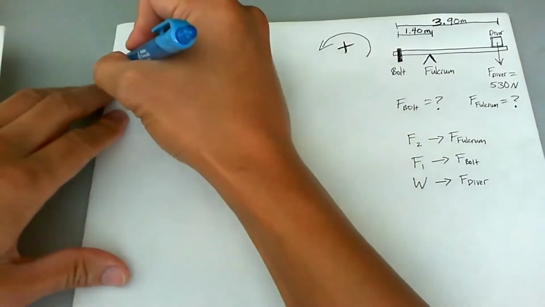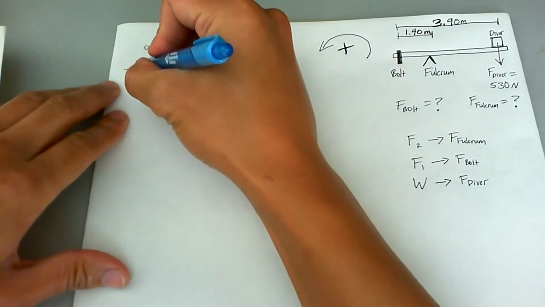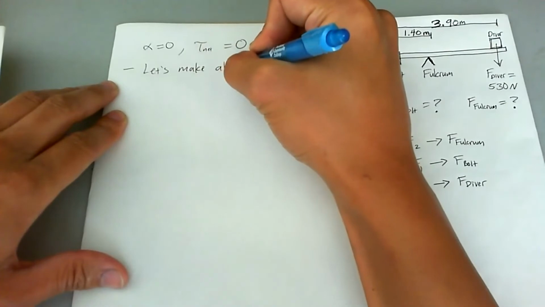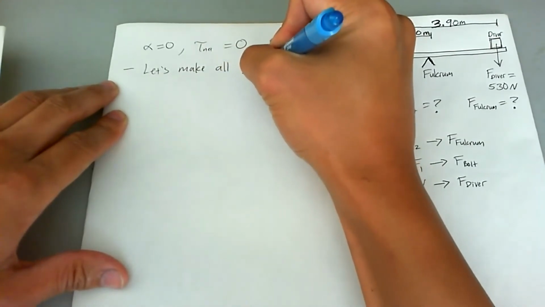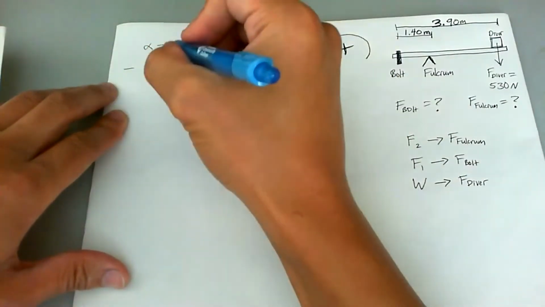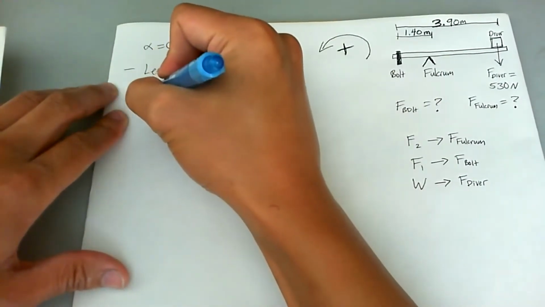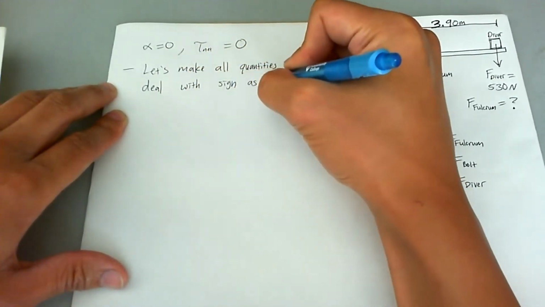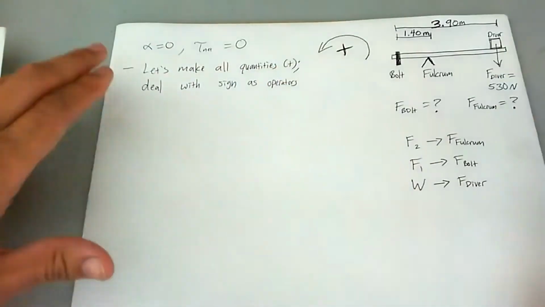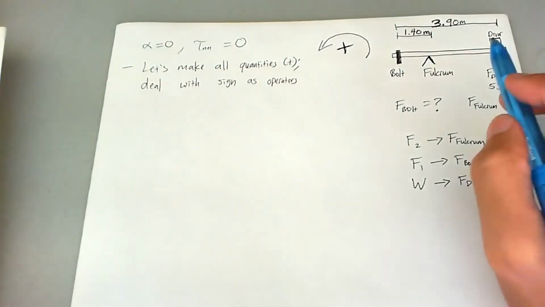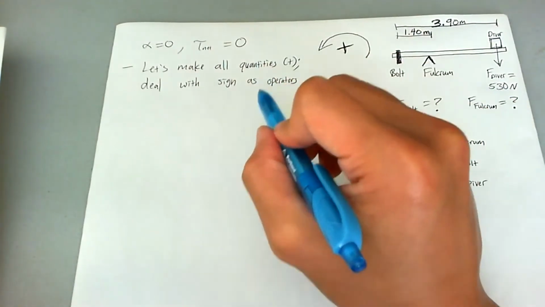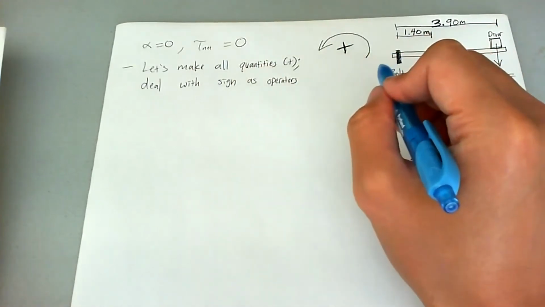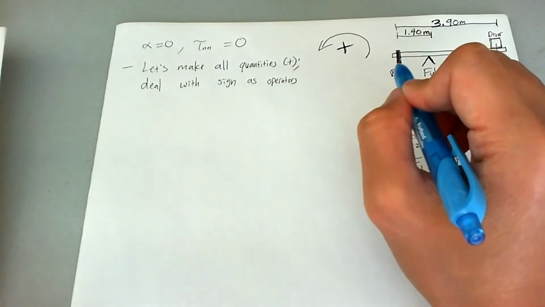Let's also go ahead and do some bookkeeping. Let's make all quantities, or all parameters, positive when we deal with operators. So all quantities in our equations are going to be positive, and we'll just artificially put negatives and positives when talking about which way they want to rotate the board, okay?